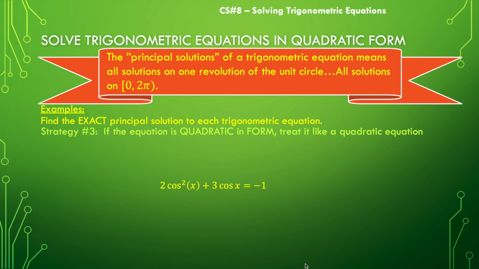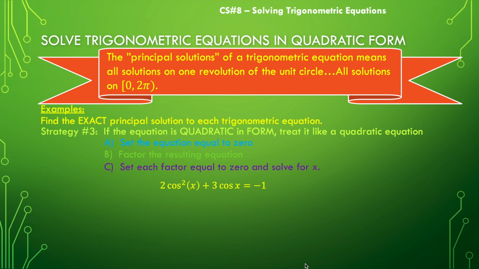With these types of examples, we will be seeing equations that are quadratic in form. If you have an equation that is quadratic in form, you are just going to treat it like a quadratic equation. The way I'm going to show you how to do that is first set the equation equal to 0, and then we're going to sub out the trig function so that we can look at it more objectively like a true quadratic. And then we'll factor it, set each factor equal to 0, and solve for x. So let's walk through that process.